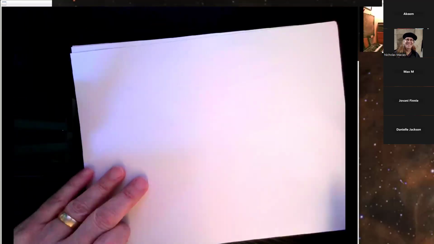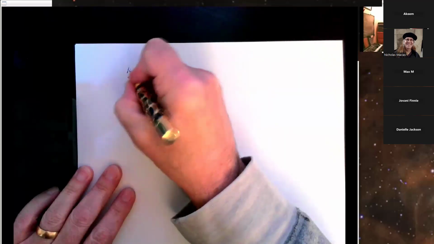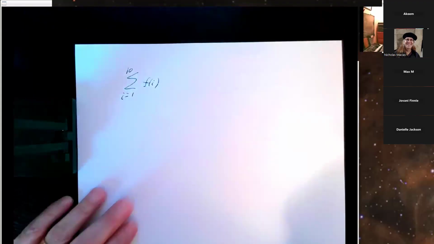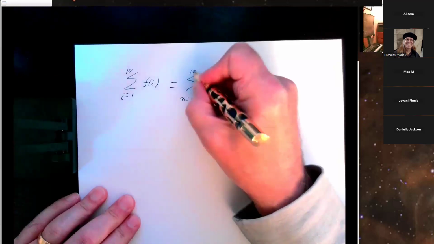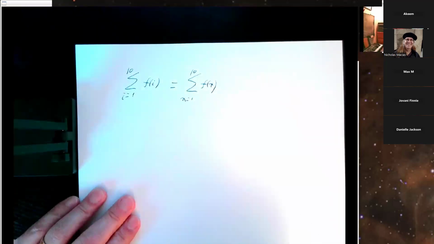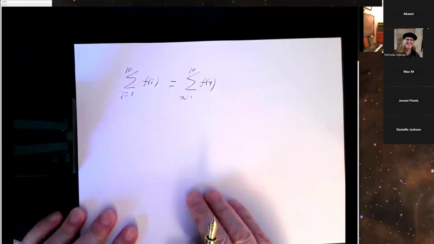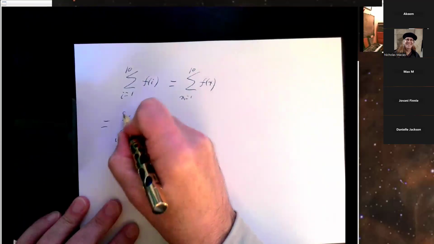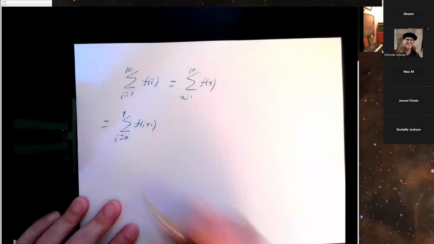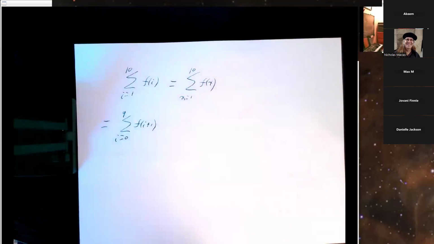So let's imagine a function that takes integers and gives us back some value. Suppose I say I want the sum from i equals 1 to 10 of f of i. That's the same thing as saying I want the sum from x equals 1 to 10 of f of x. Everybody okay with that? We can change the variable. I could also do this: the sum from i equals 0 to 9 of f of i plus 1.